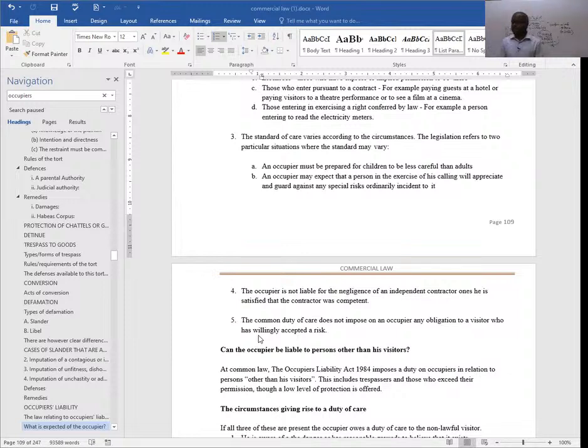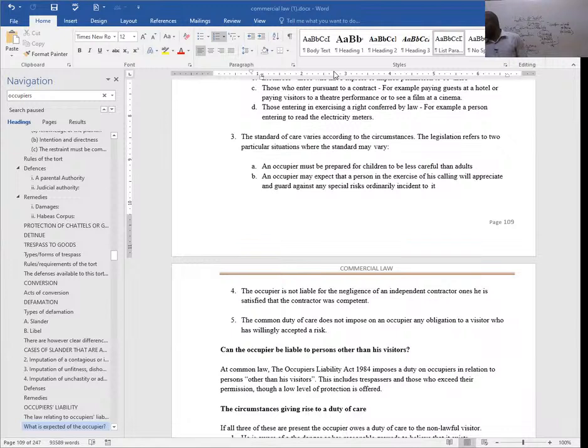So that is what we mean by the circumstances surrounding, for example, the standard of care, and who can be held responsible, or when the occupier can be held responsible or not.